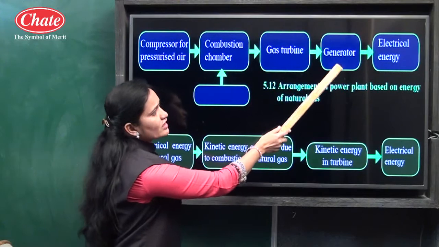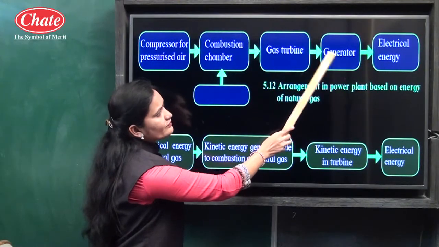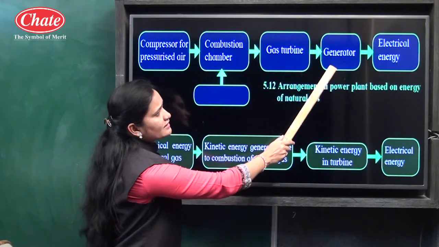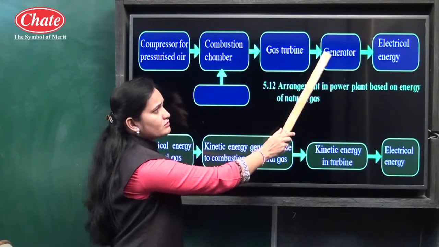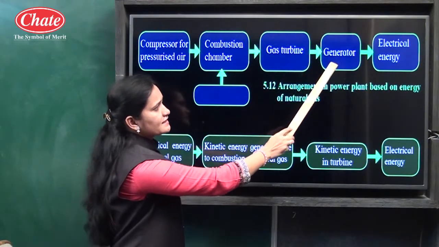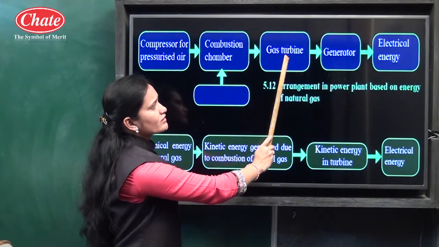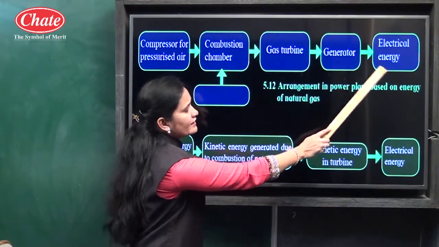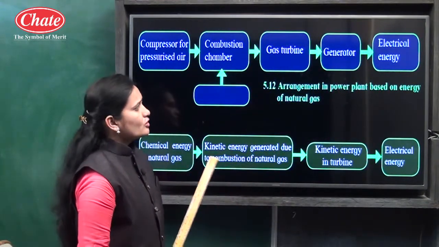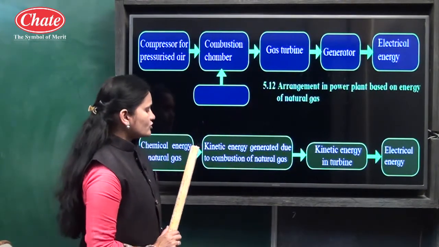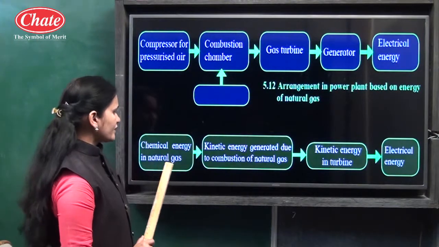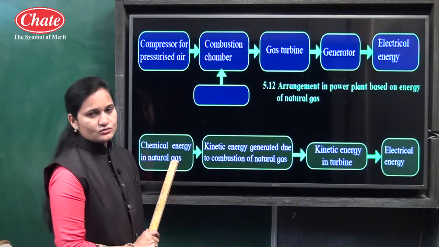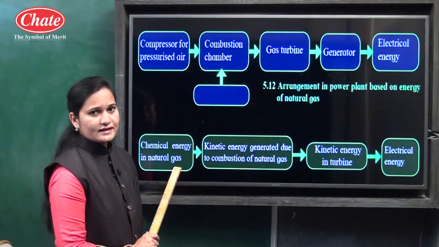It is connected to the generator, and in this generator the kinetic energy gets converted. The magnet present in the generator starts to rotate with the turbine, and with that electrical energy is produced. Now the energy transformation: how does it take place? See here, chemical energy in natural gas. Which type of energy is present in natural gas?